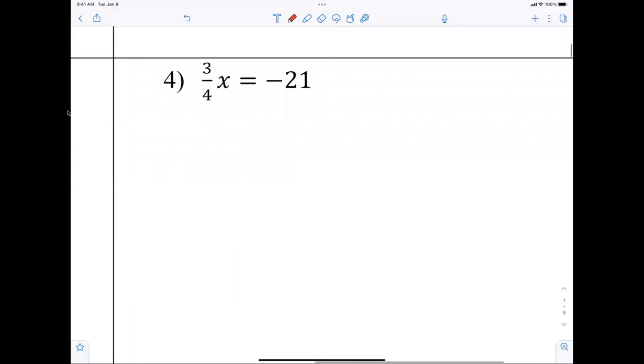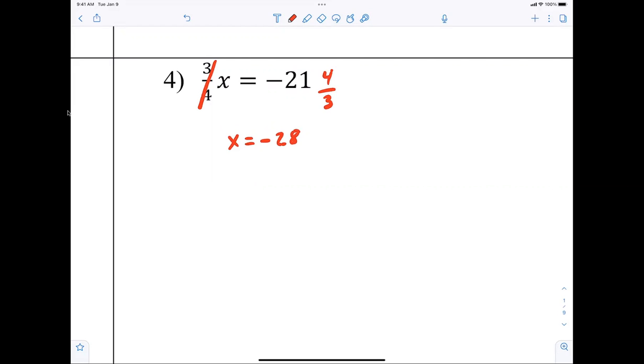Number 4 was like Friday, just have to multiply by the reciprocal. So sometimes multiplying by the reciprocal is a little bit harder to see, so I'd expect you to put 4/3 and cross out the 3/4. So now you can just say x equals, divide first. 21 divided by 3 is 7. 7 times 4 is 28. So don't forget -28. Anybody have a problem with that?